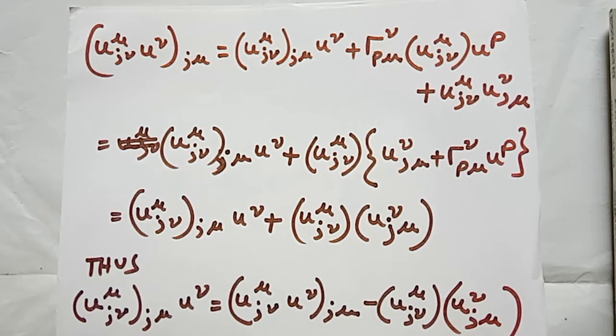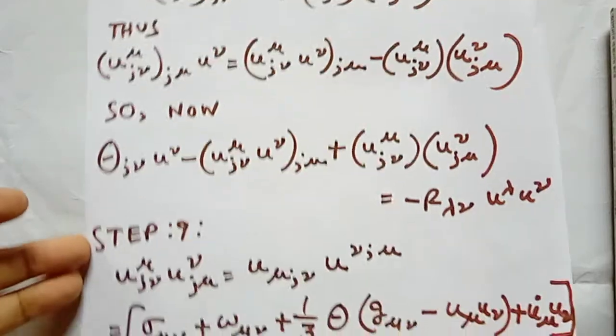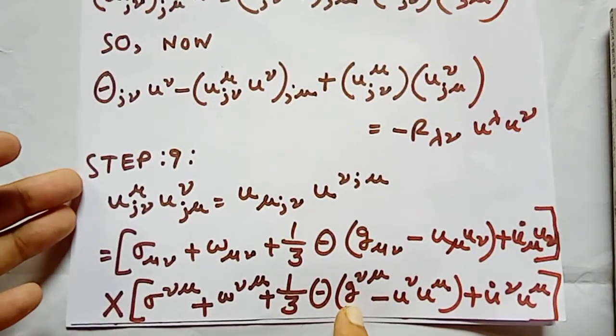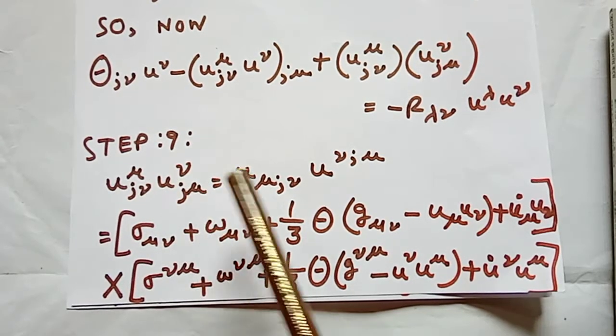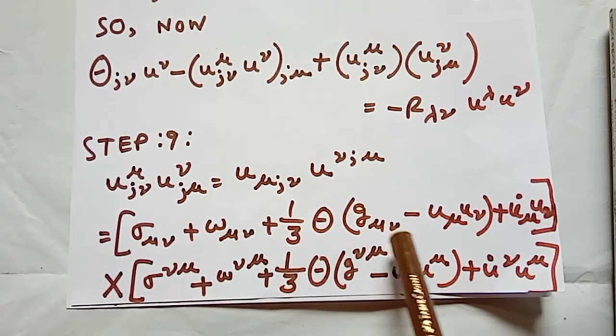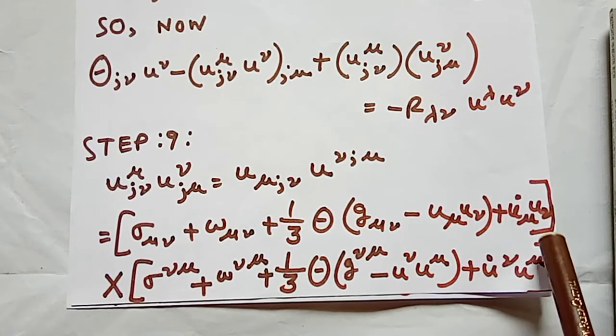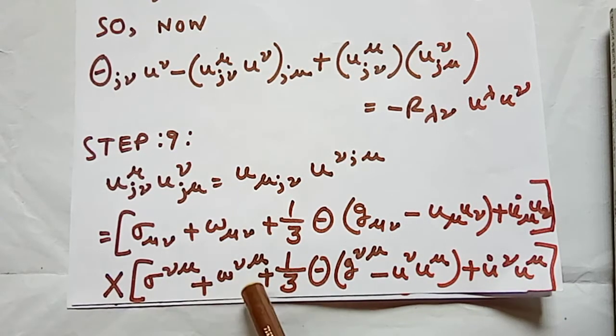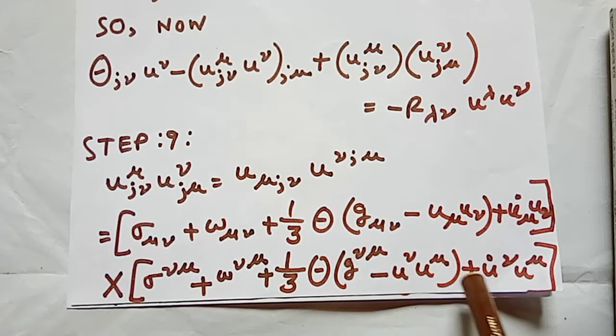Now step 9. This term u_{μ;ν} u^{ν;μ} can be evaluated. In doing so we shall make use of the result that σ_{μν} is orthogonal to u^μ, ω_{μν} is orthogonal to u^ν, and u̇_μ is orthogonal to u^μ. Now we have u_{μ;ν} equal to σ_{μν} plus ω_{μν} plus 1/3 θ g_{μν}, and u_{ν;μ} equal to σ_{νμ} plus ω_{νμ} plus 1/3 θ g_{μν} minus u_μ u̇_ν.